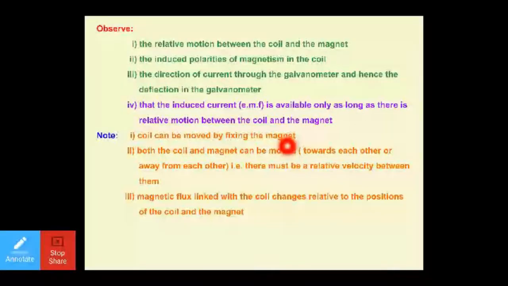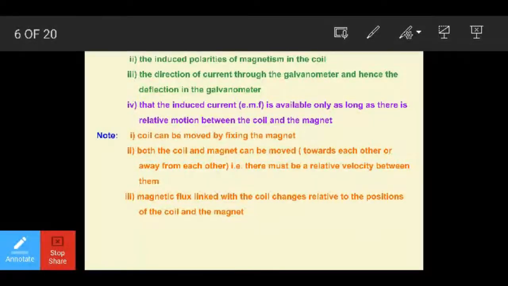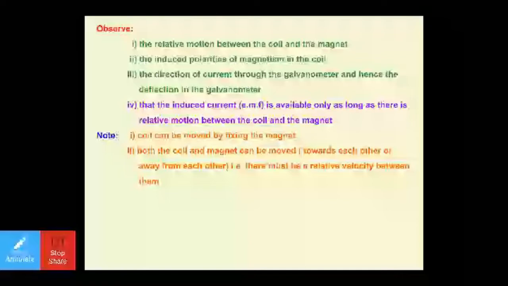This can also be done. Both the coil and the magnet can be moved. This can also be done. But here, one point you'll have to keep in mind is that there must be a relative velocity between them. It means they should not be moving with the same velocity in the same direction. Right?